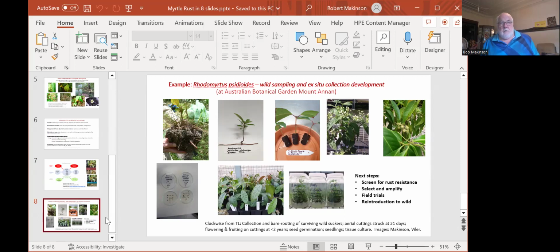There's also some parallel work going on looking at tissue culture and cryopreservation in this and other species. It's quite labour intensive and quite expensive to do that, but of course it is a more compact form of long-term storage. But the reality is that for screening purposes and breeding, we do need a ready stock of large quantities of actual live emergent plants.